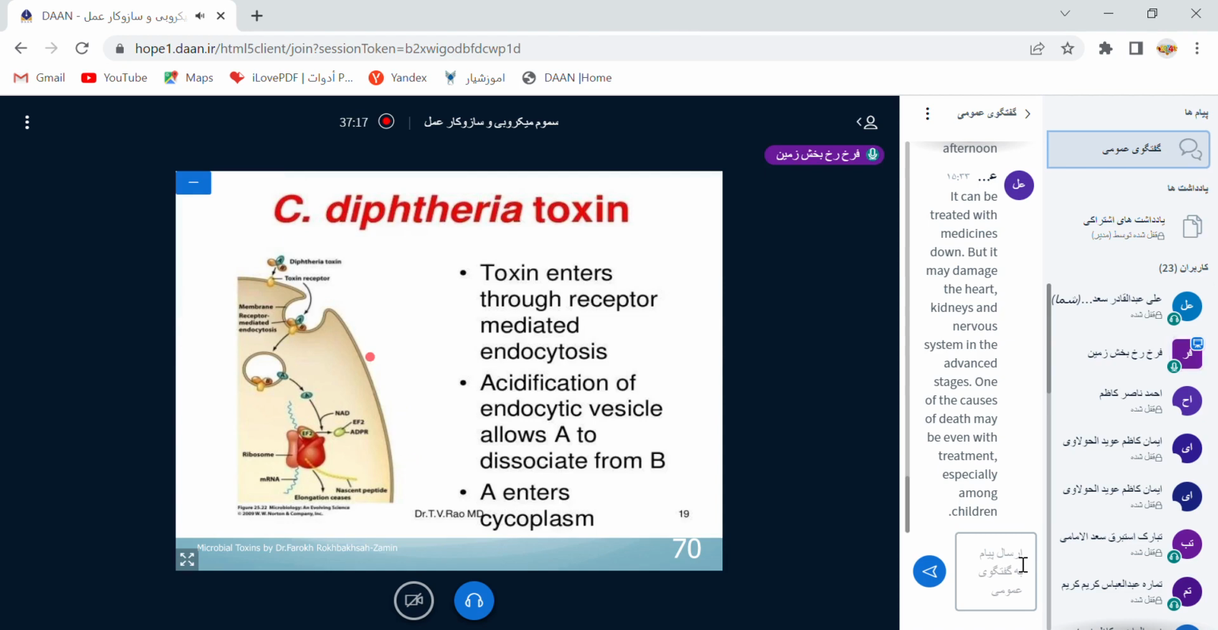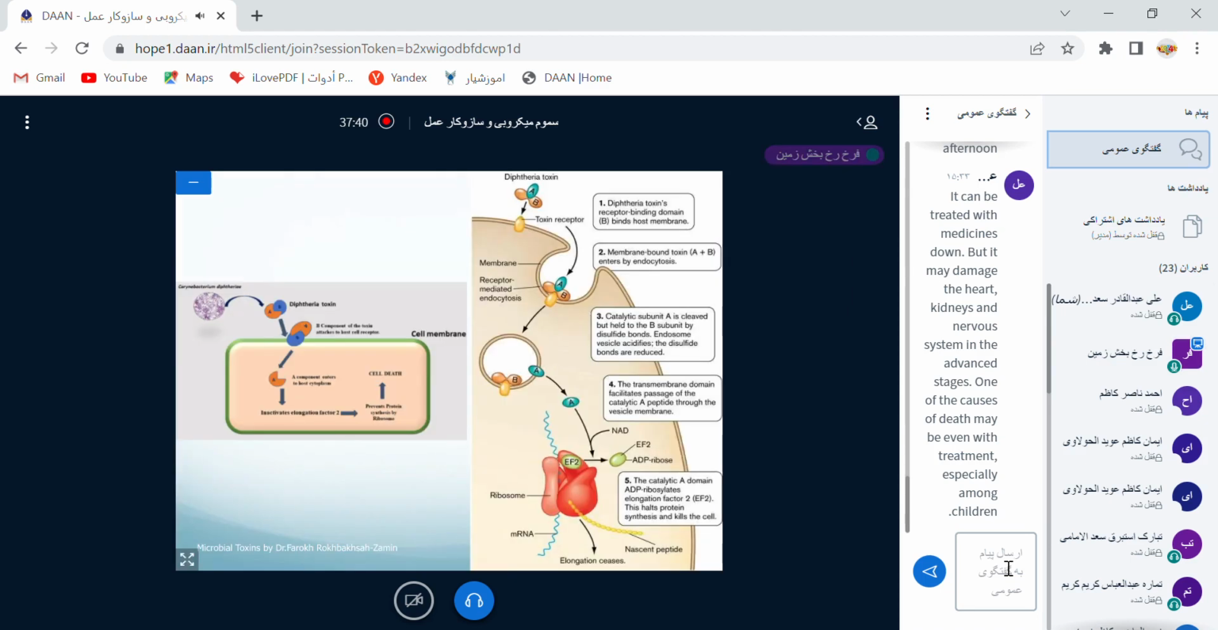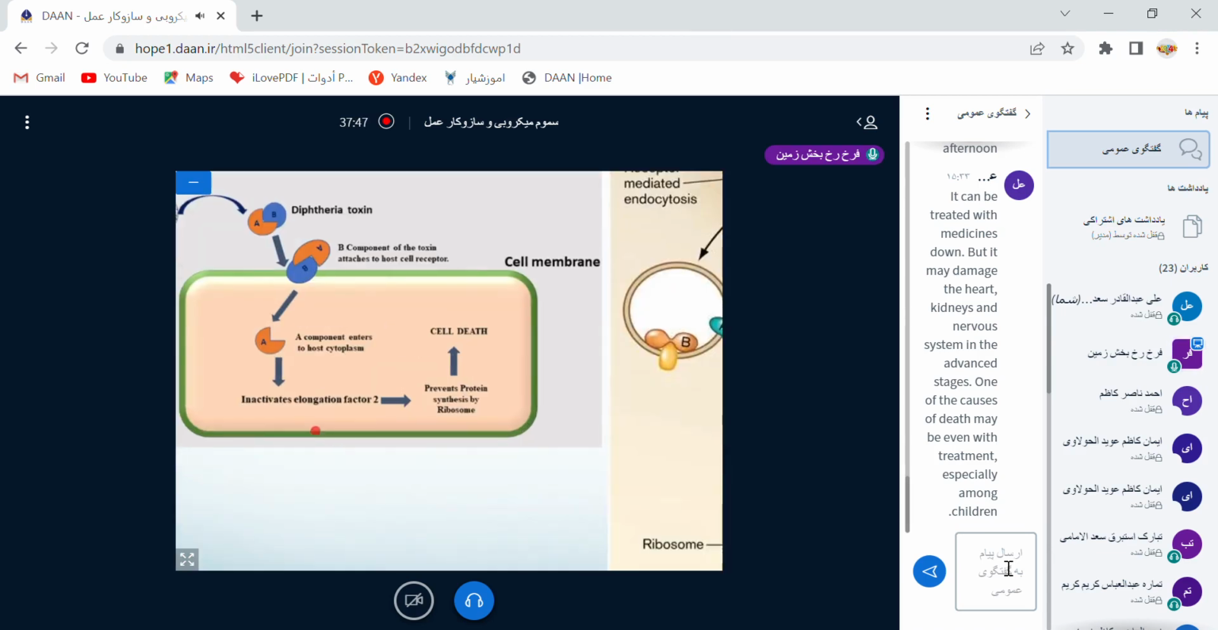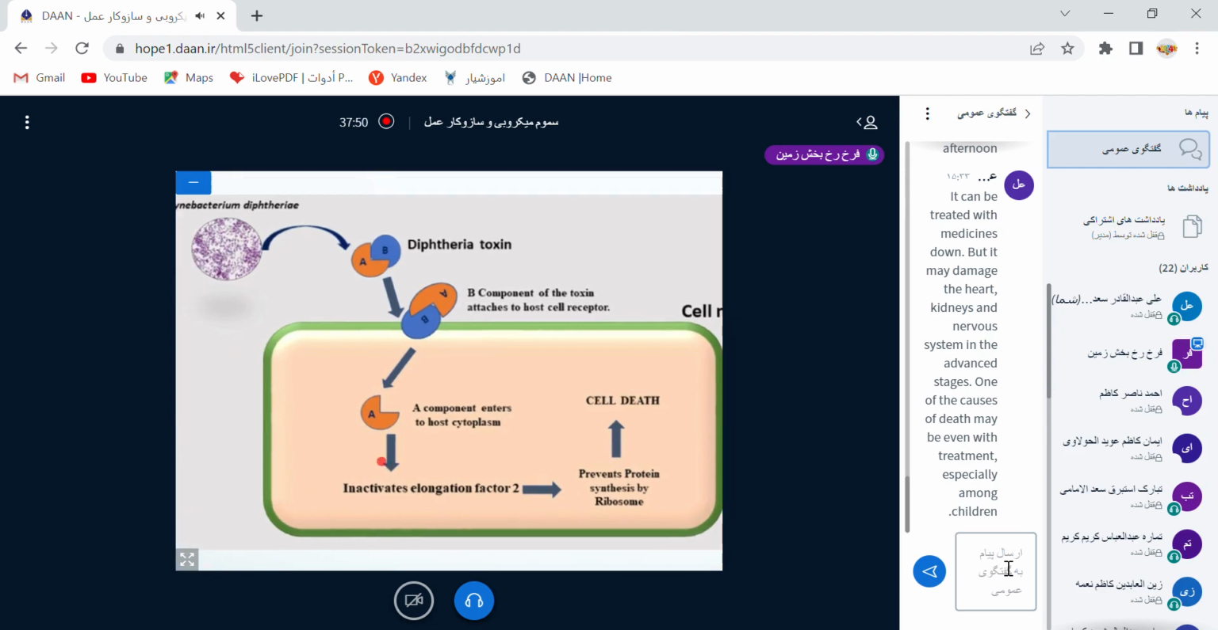So this is what happens with the Corynebacterium diphtheria toxin. It is a microbial toxin, and this is its mechanism of action. Here again we can see in a better way what happened. Again we review it.